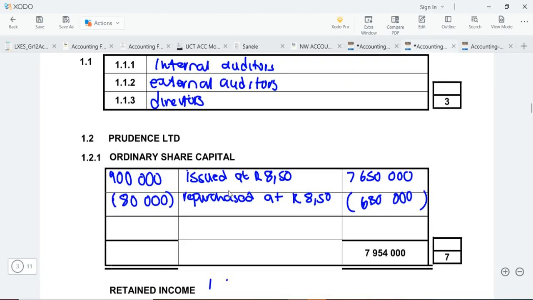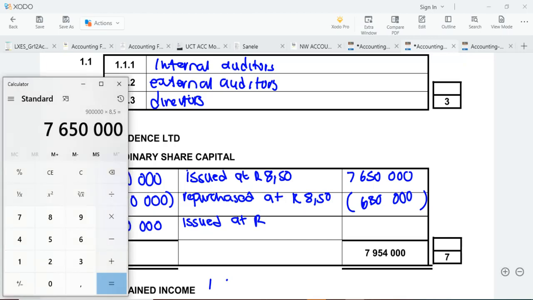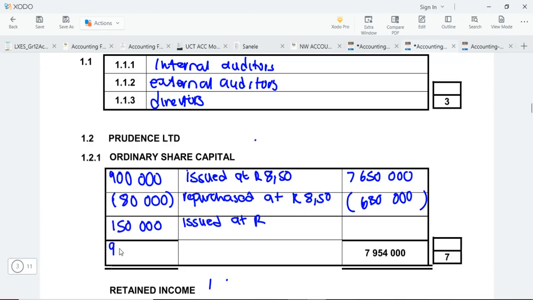So here we know that we have an additional 150,000 shares that were issued, right? Remember, it will be this minus this, and then this will be a plus because you see there's no negative sign next to it. Now these shares, we don't know how much they were issued at, so we can just say issued at, and then we'll look for the amount later on. So now let's check. 900,000 minus 80,000 and then plus that 150,000 that was issued, then we're getting 970,000 issued shares at the end of the year.